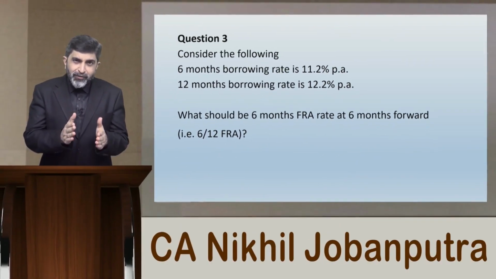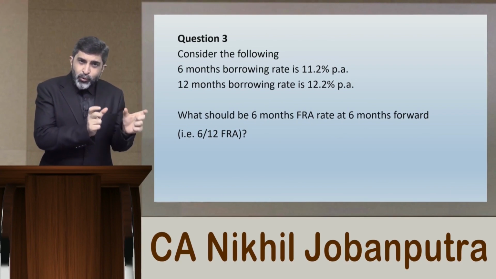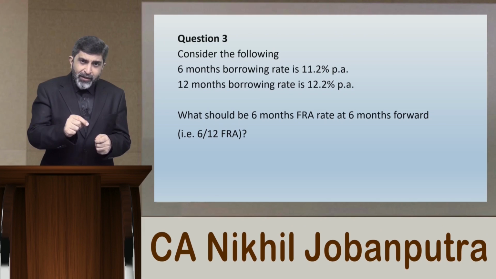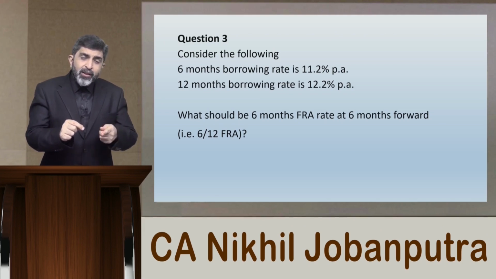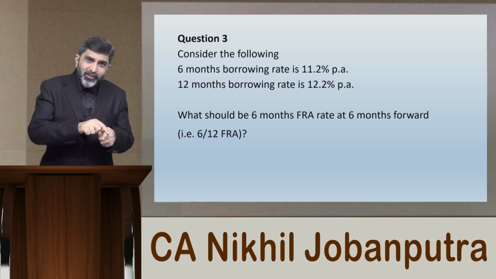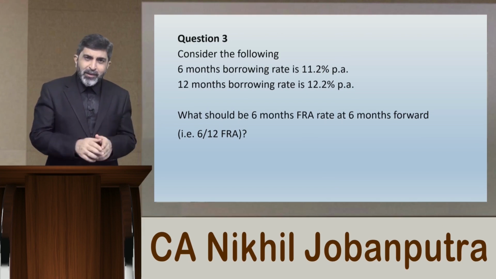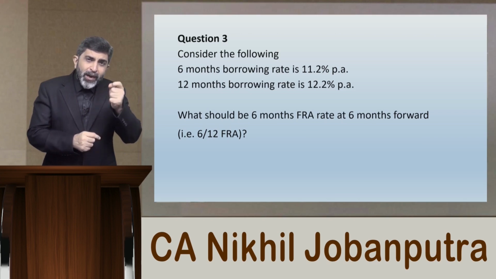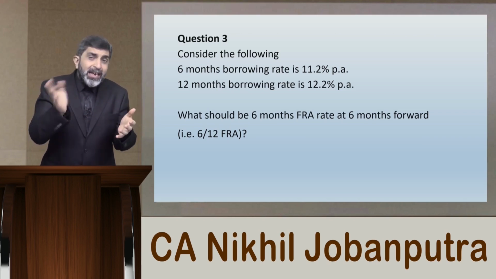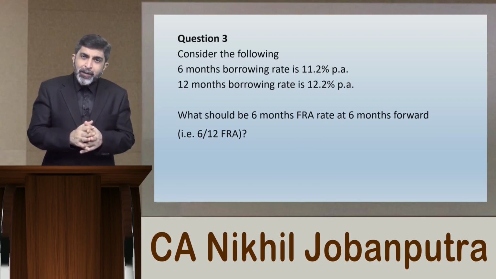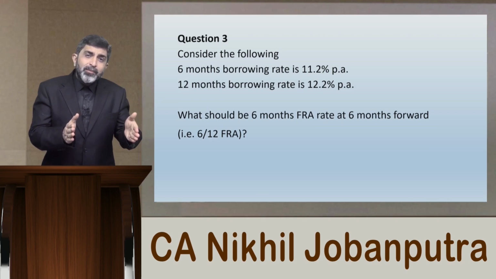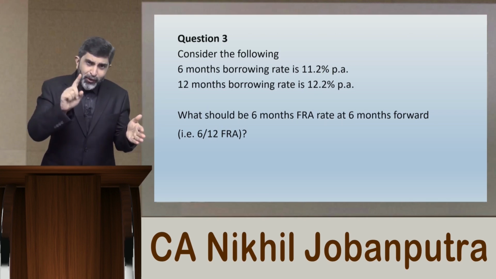So what is your objective over here? Your objective is to consider these two rates, and through these two rates you should be able to arrive at what would be the rate for borrowing after 6 months for a period of 6 months. You remember some time back when I was explaining how would you interpret 6/12 FRA rate. How do you interpret 6/12 FRA? It will be that I will be borrowing after 6 months for a period of 6 months.